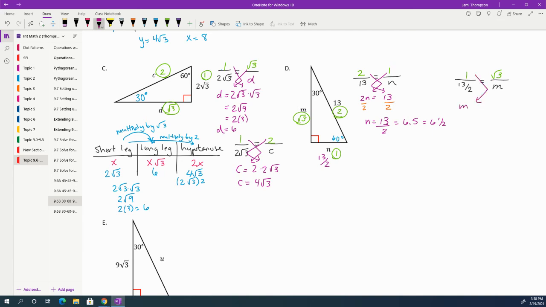1 times m gives me m. And then when I multiply these, you have 2 different ways you could write this. It could look like this, but more commonly, it's going to look like this. And they're the same thing. So it's okay to write the 13 halves in front, or 13 radical 3 divided by 2 is a more common way you'll see it written.